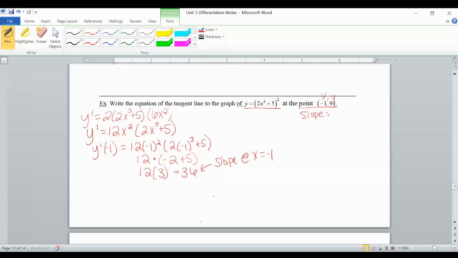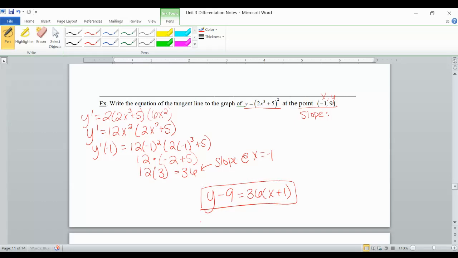So you can write your equation of your tangent line in the point slope form, which is y minus 9 equals your slope, which is 36, times (x minus negative 1), which becomes x plus 1. And so that is how you do that one.